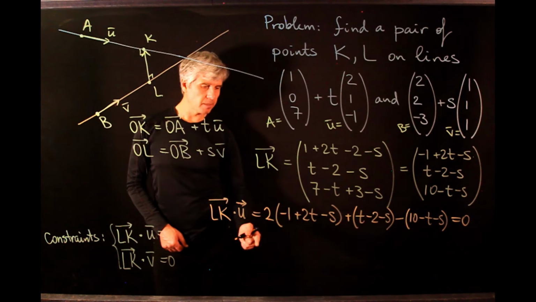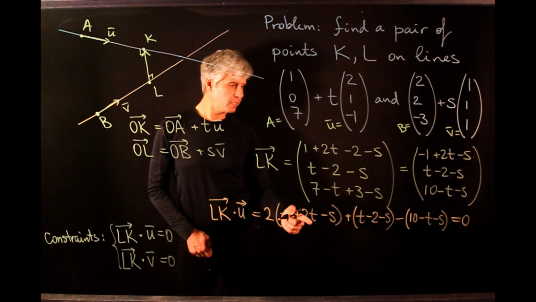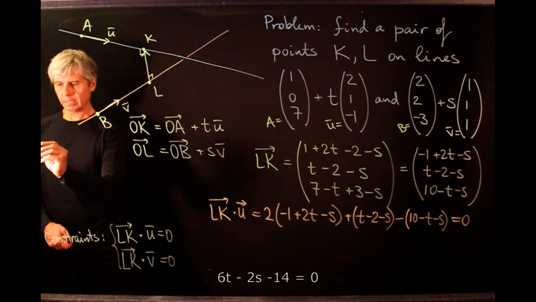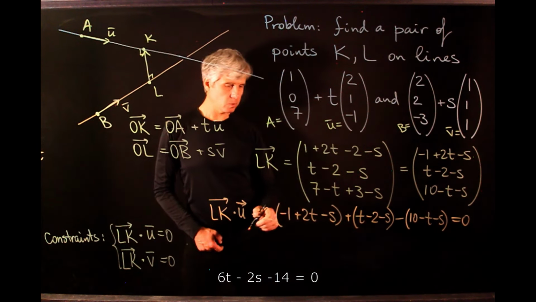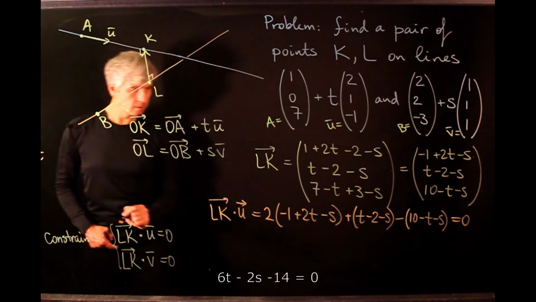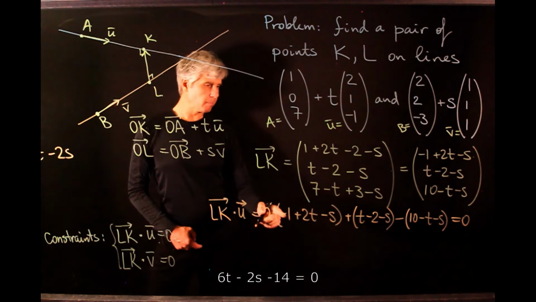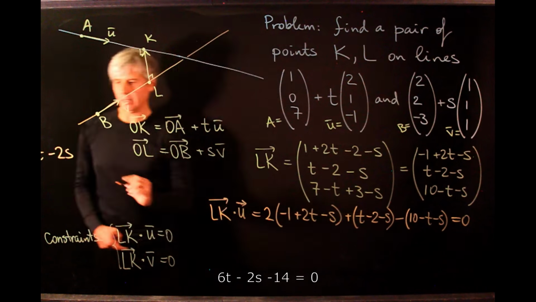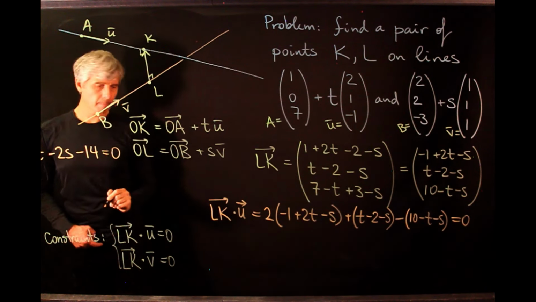Let us simplify this. So what's the contribution of t's? So here we have 4t plus t plus another t. So we get 6t. Then what's with s? So we have minus 2s minus s plus s. So we get minus 2s. And the constants are minus 2, and minus 10. So that's minus 14. So this is equal to 0.